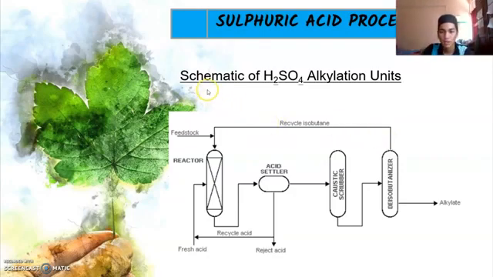This is a schematic of a sulfuric alkylation unit. First, you have to know that an alkylation unit must have a chiller, a reactor to mix the feedstock, and the third one is the acid separator. The fourth one is the caustic wash, and lastly the distilling columns, such as the propanizer, the isobutanizer, and the butanizer.